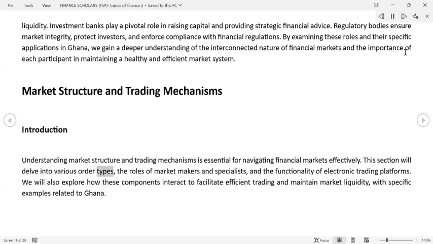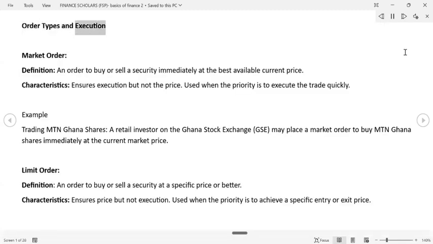This section will delve into various order types, the roles of market makers and specialists, and the functionality of electronic trading platforms. We will also explore how these components interact to facilitate efficient trading and maintain market liquidity, with specific examples related to Ghana. Order types and execution.